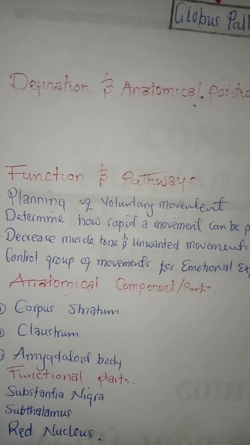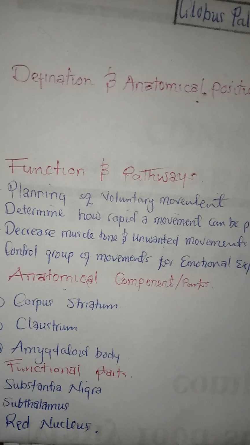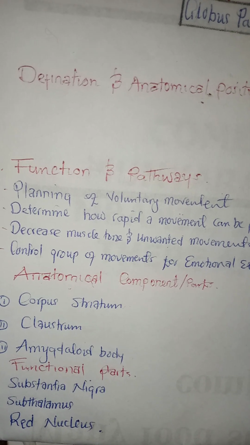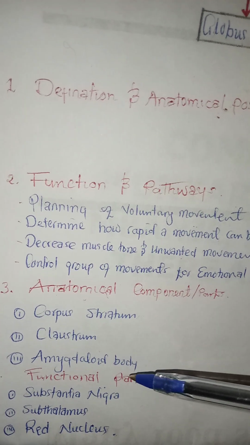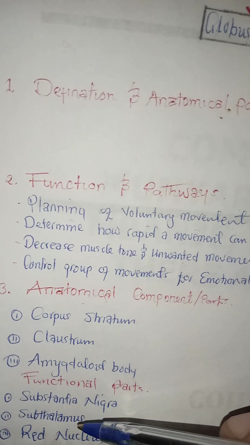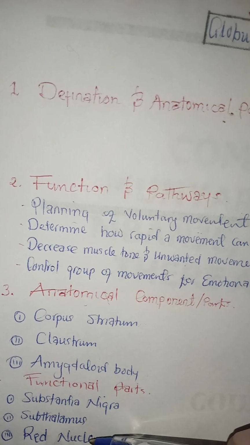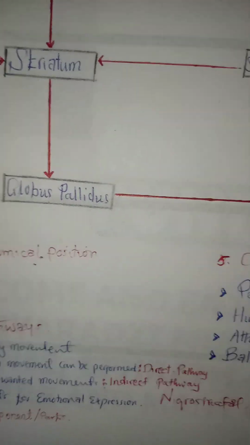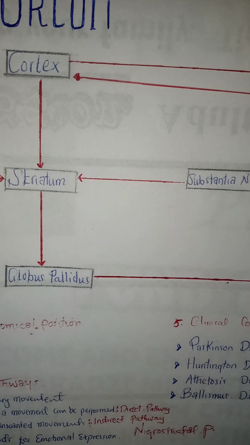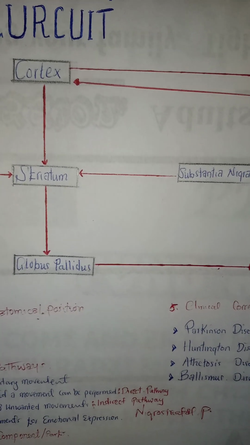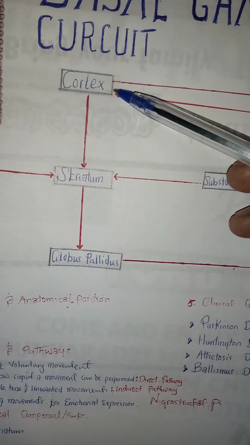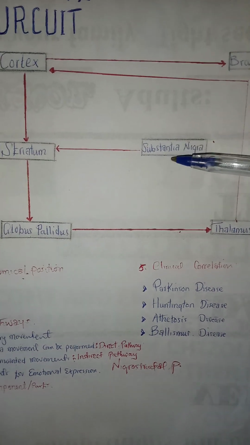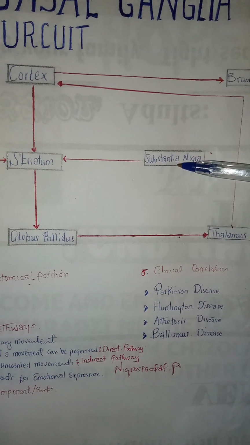So now let's talk about the functional parts of the basal ganglia. For the basal ganglia to perform its activity, it has parts which play a role in function. We have the substantia nigra, the subthalamus and the red nucleus. Some other books include other nuclei. Note that for the basal ganglia to initiate its activity, it needs to receive information from the cortex, as well as from the thalamus, the substantia nigra and the red nucleus.